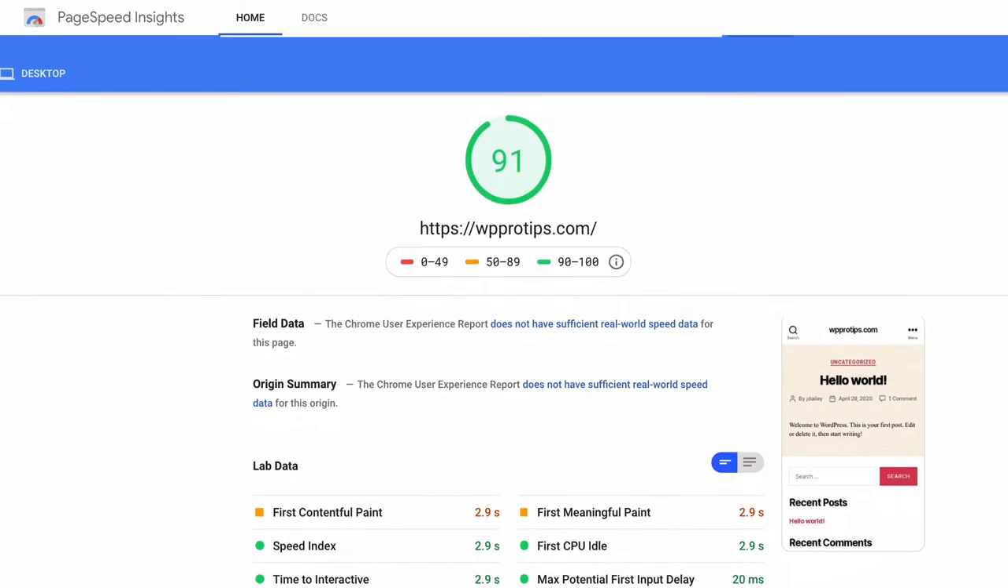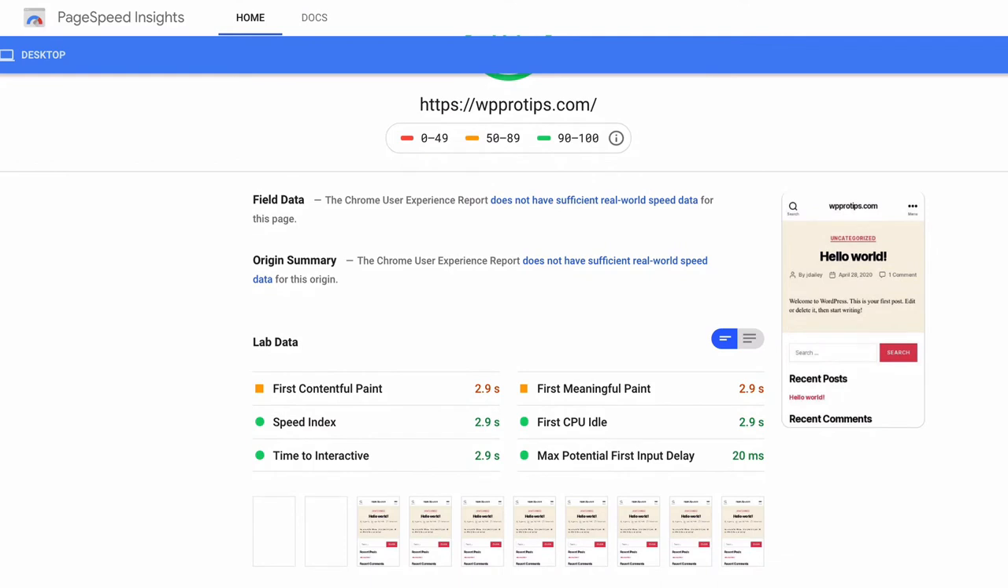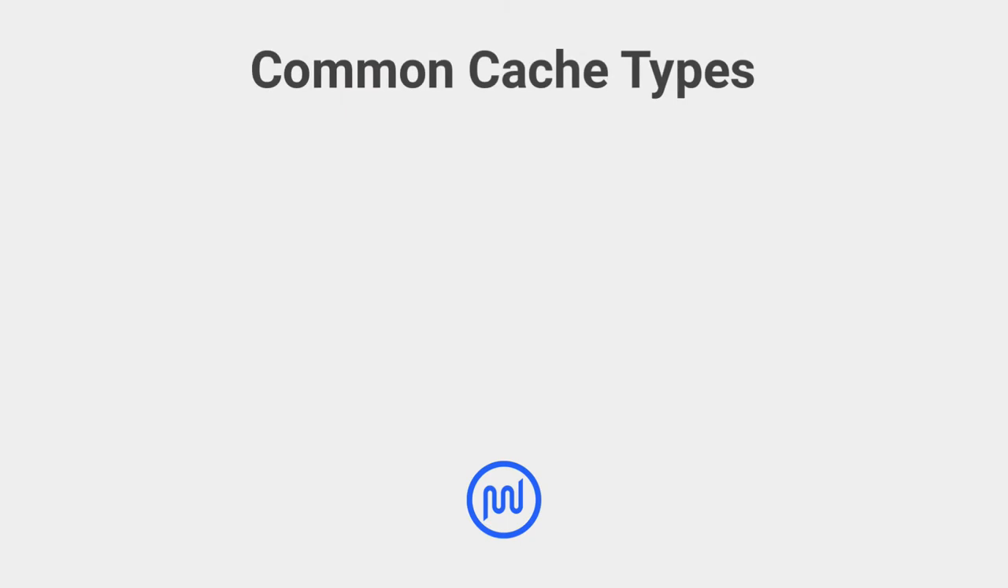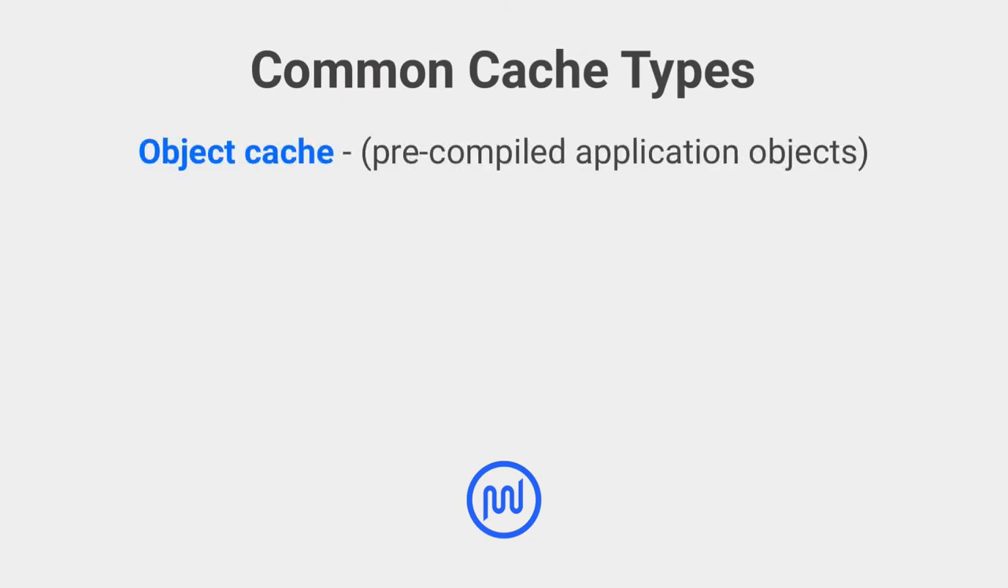You may already have some form of cache set up on your site, but there are many cache options to consider. Getting a basic understanding of available and active cache types can be a huge help when working on performance or troubleshooting your site. Object cache is pre-compiled application objects from the database like an option, post array, or transient.